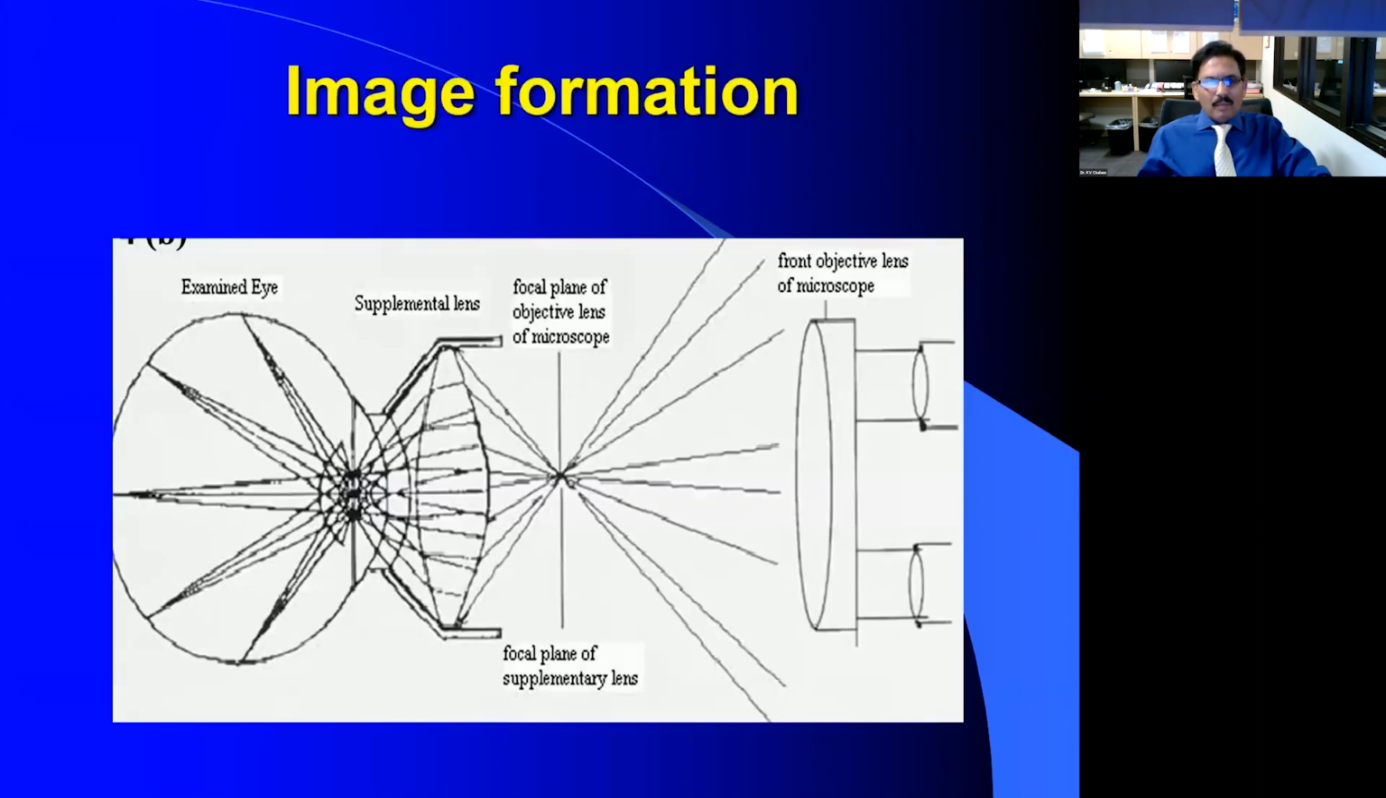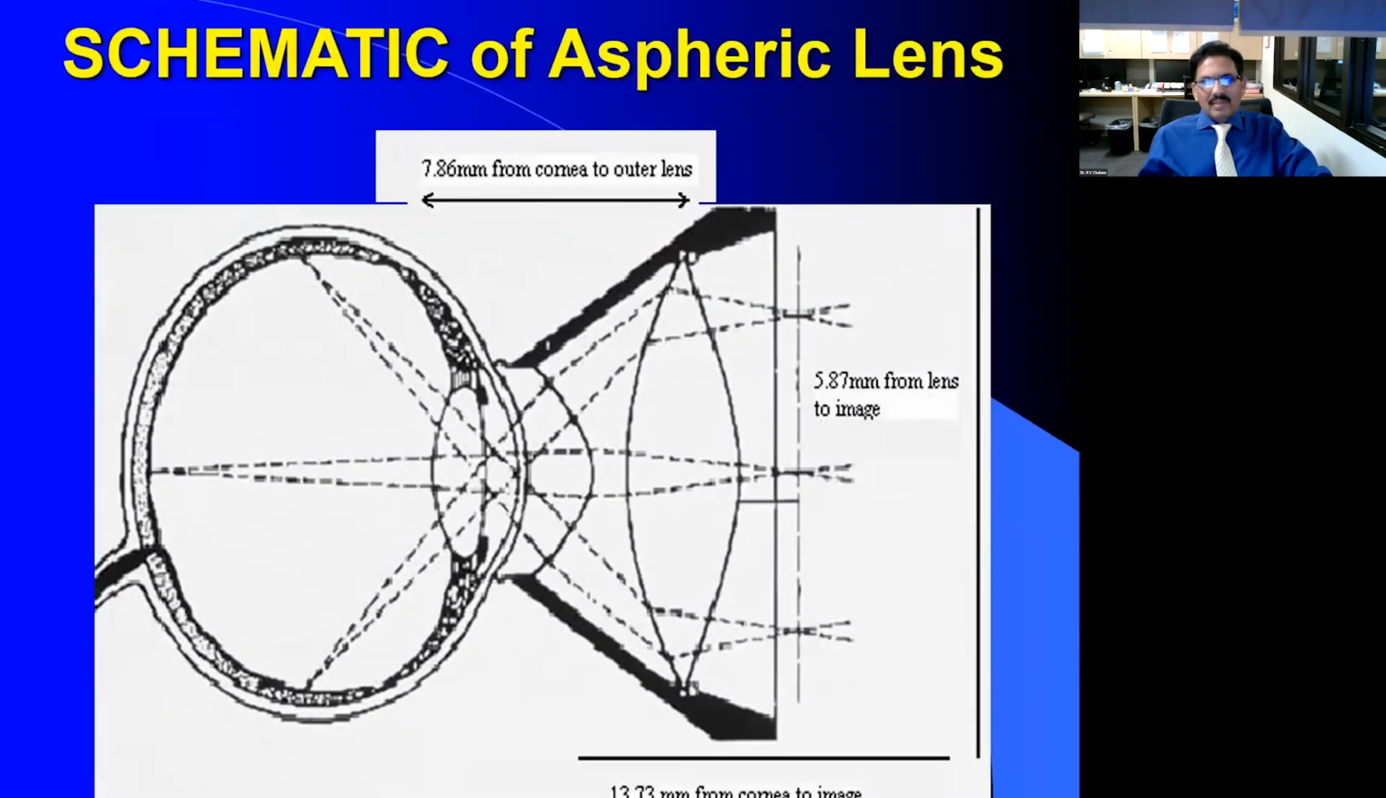So here is a composite picture of it. As you can see, this is the eye. The lens is placed on it. The image is formed between the lens and the microscope. And then by zooming the microscope, you can go to whatever level is appropriate. So this is a close-up view of it. And actually the image forms around 6 millimeters from the anterior surface of the lens.